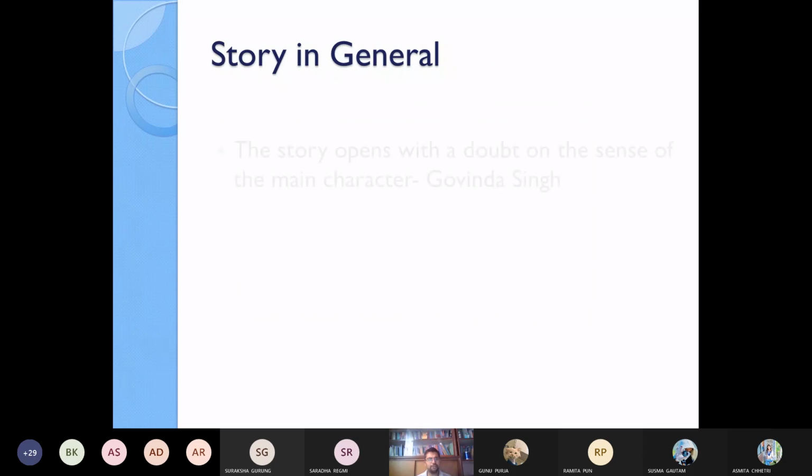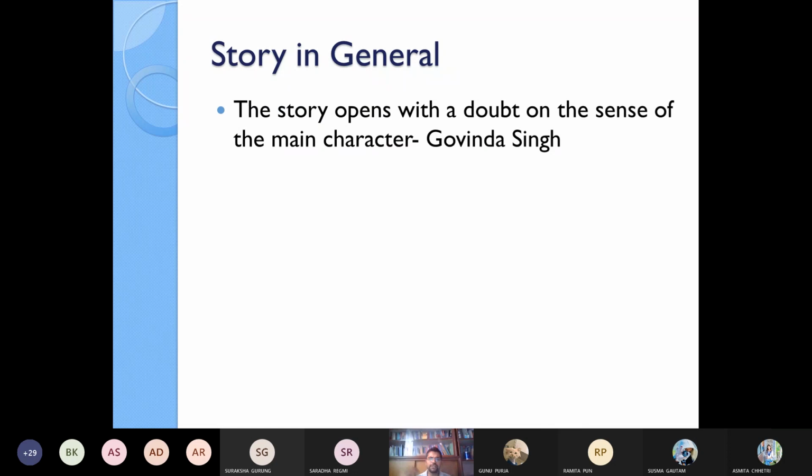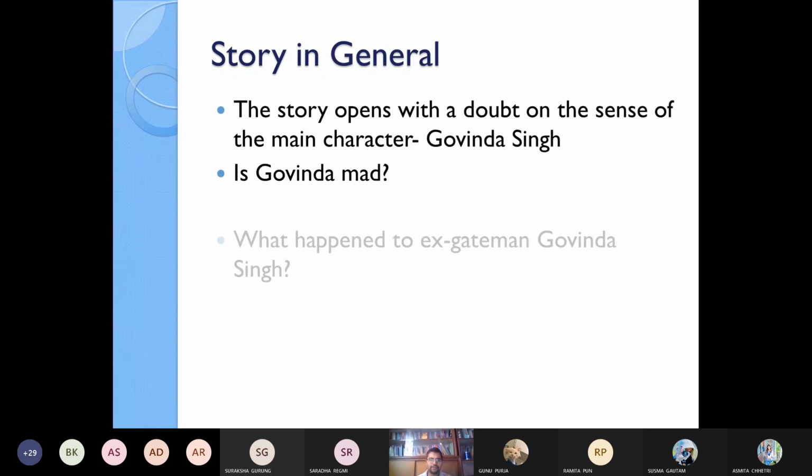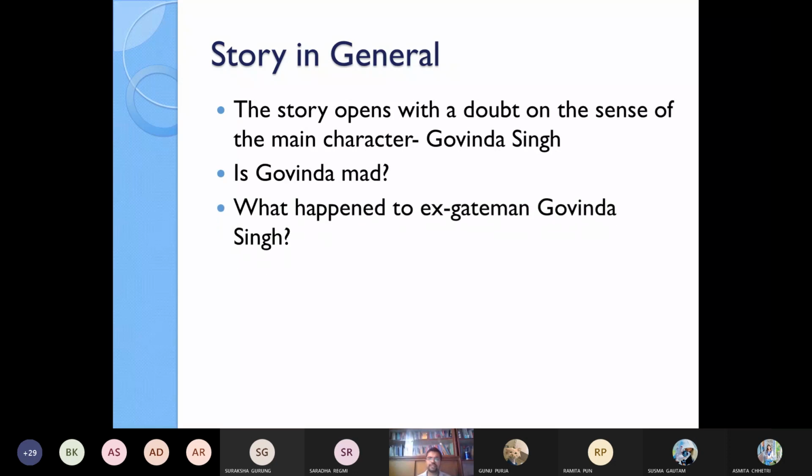The story in general basically talks about this: the story opens with a doubt about the main character. Who is Govinda Singh? The story begins with a doubt about the main character. Is Govinda mad? What happened to the ex-Gateman Govinda Singh then? And the major issue is registered later.